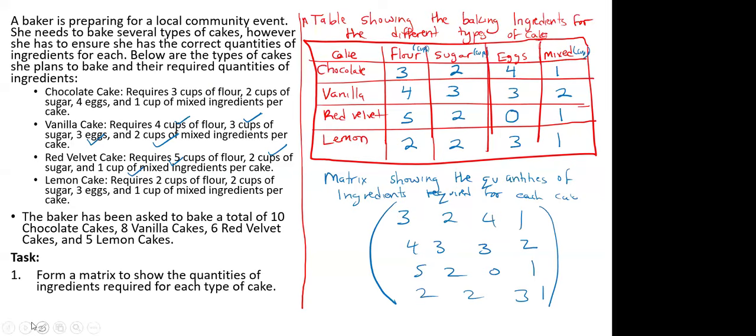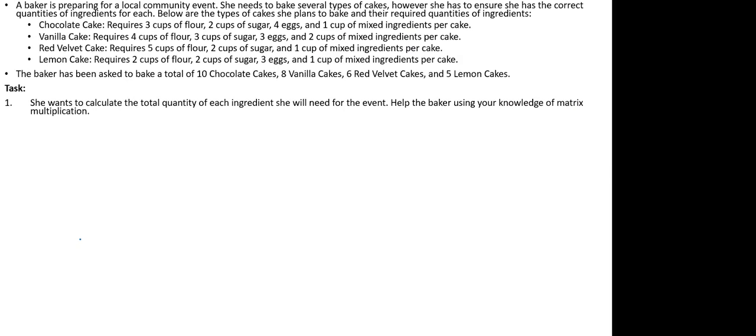Okay, now we go to the second part. Now the second part, they wanted us to calculate the total quantity of each ingredient she will need for the event. Now I'm going to first summarize the orders, because they gave her an order. The baker has been asked to bake a total of 10 chocolate, vanilla, velvet, and lemon. So I'm going to say cakes to be baked.